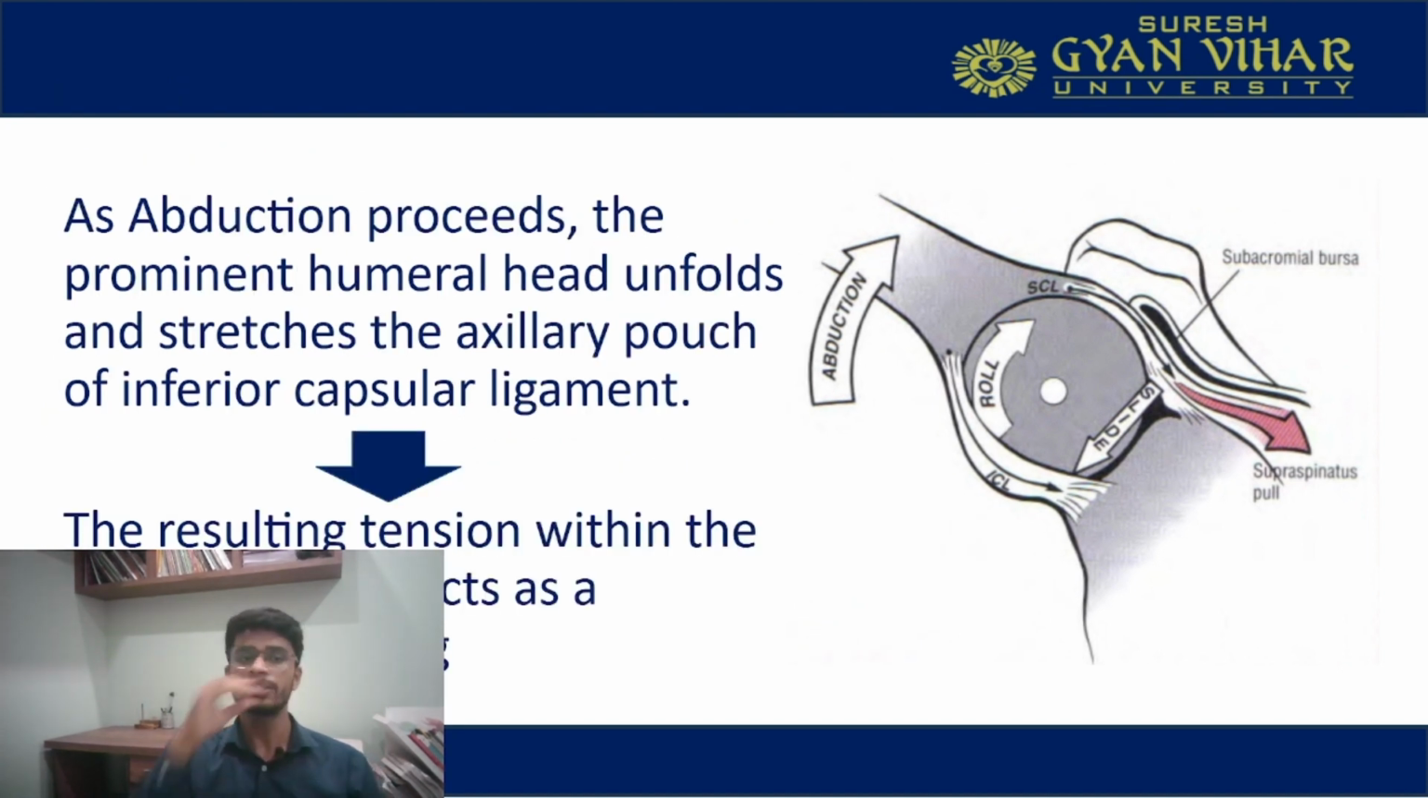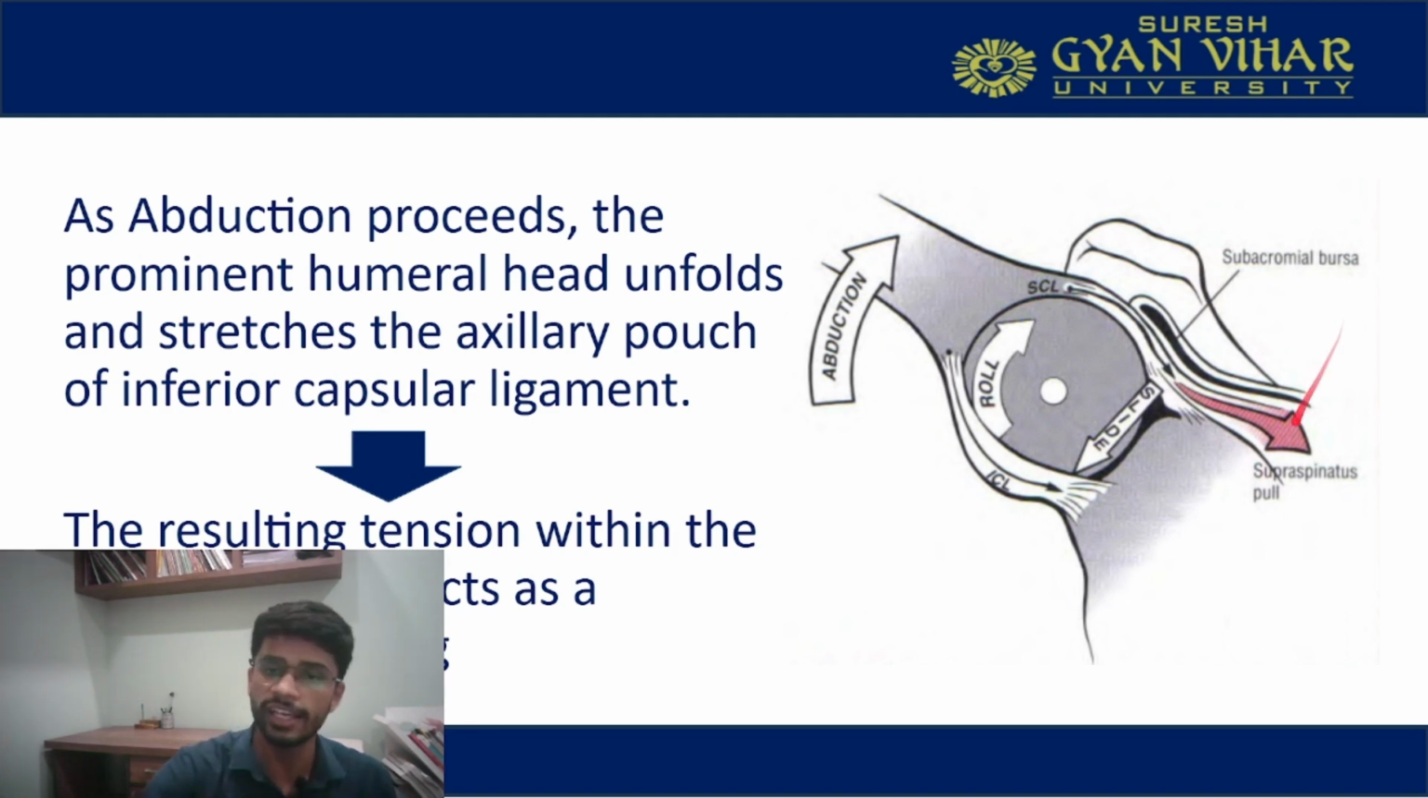As the abduction proceeds, the prominent humeral head unfolds and stretches the axillary pouch of the inferior capsular ligament. This resulting tension within the inferior capsule acts as a hammock or sling. When we were studying the glenohumeral joint, I told you that the inferior part of this glenohumeral joint functions as a hammock or sling in order to provide inferior stability.